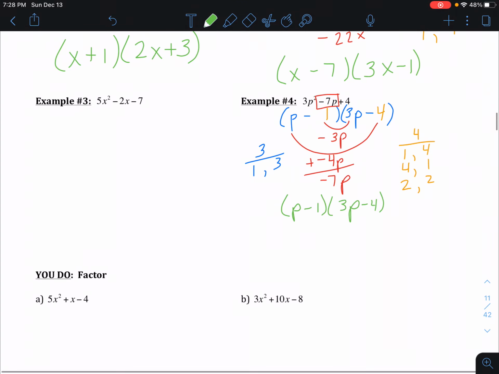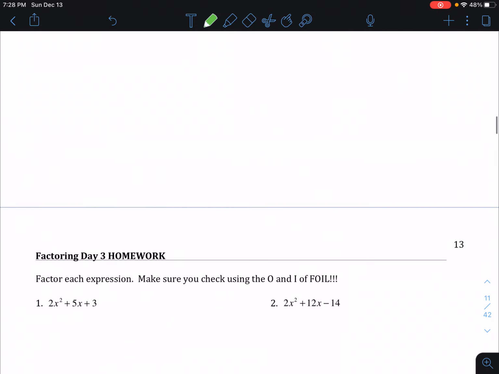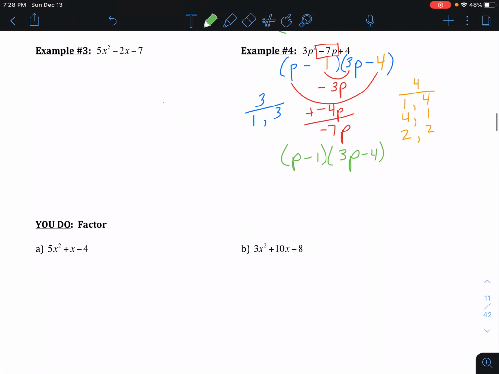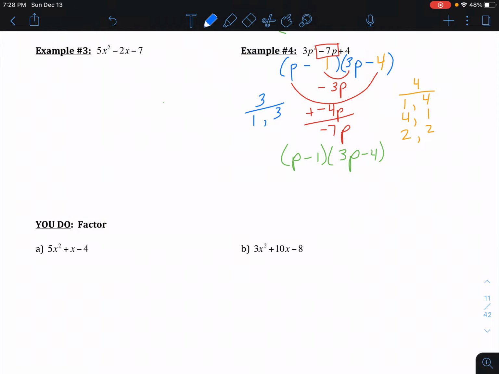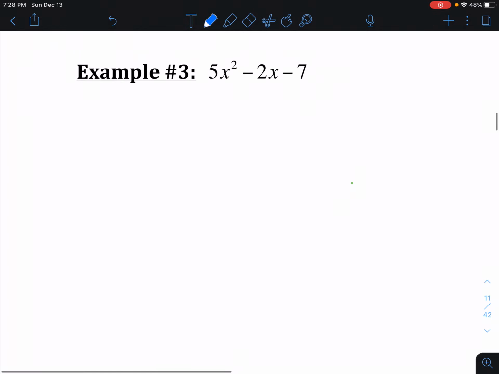Okay. And all we have are 3 problems left. They all have c terms being a minus. So these guys are the more complicated of the 3, because we need our signs being plus minus. So again, look at the c term first. When it's a minus, your signs are going to be plus minus.